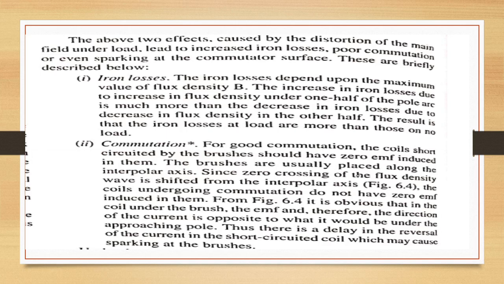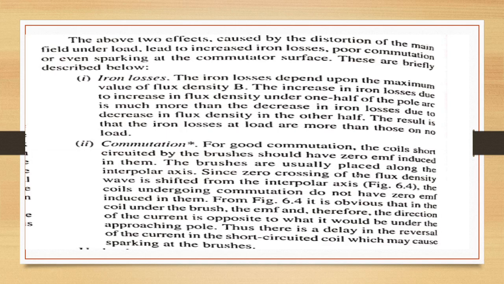First one is iron losses. Iron losses depend on the maximum value of flux density B. The increase in iron losses due to increase in flux density under one half of the pole is much more than the decrease in iron losses due to decrease in flux density in the other half. So the result is that iron losses at load are more than those at no load.